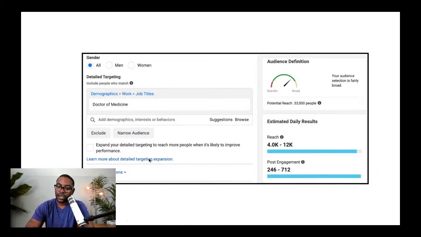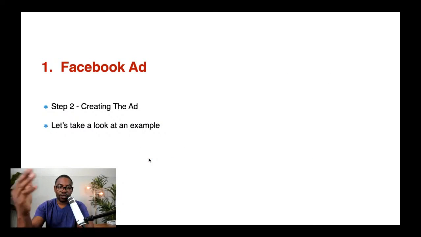And I just put in doctors of medicine. And you can see over here, 33,000 people on Facebook, active users, right? With that title, they're right there. Simple and plain. And I can reach up to 12,000 doctors every single day. Imagine a world where agents aren't spending hours on end following up, cold calling, doing all of these things. How long would it take you to reach 12,000 physicians? Probably take you a lifetime. But with this process, you can reach them in a day. And so that's the Facebook ad.